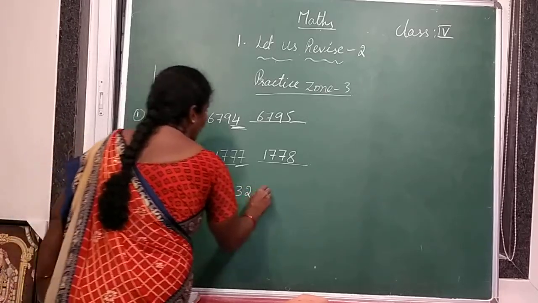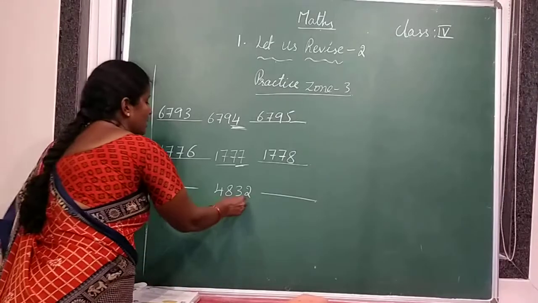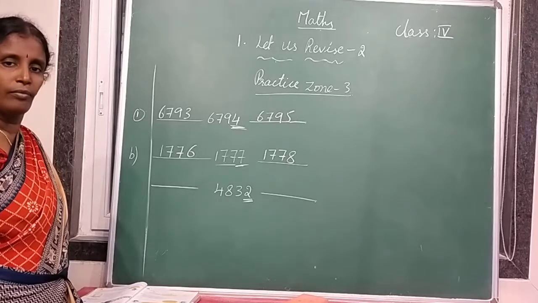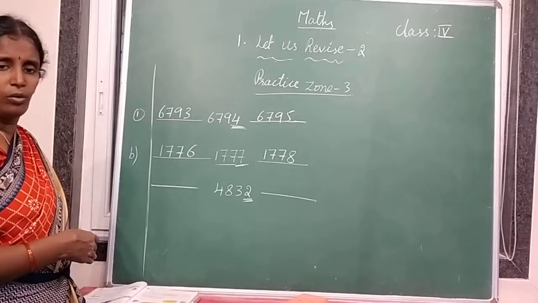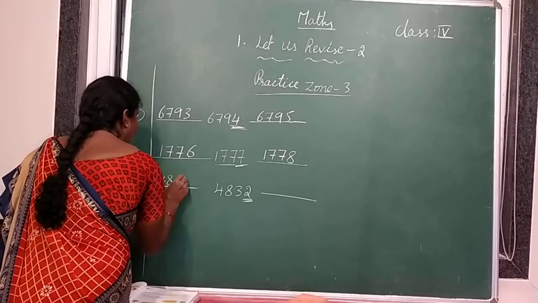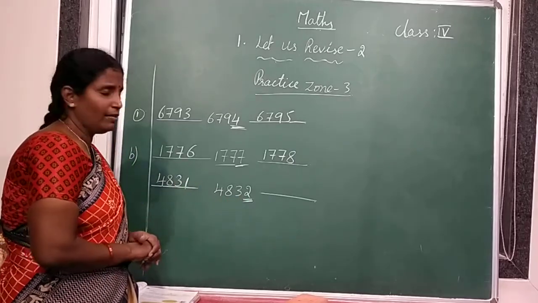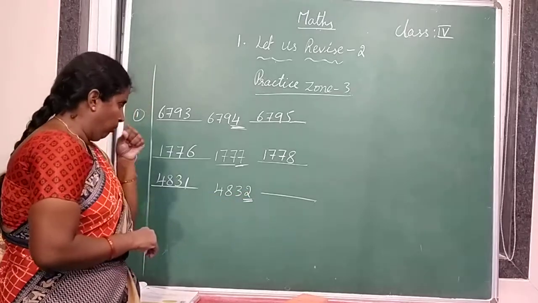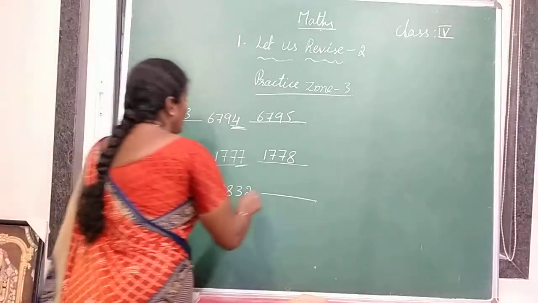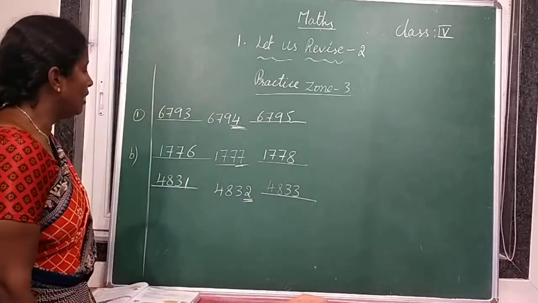4832. We have to find the predecessor and successor of 4832. So check the ones place digit, 2. What is the before number of 2? 1. So it is 4831. And next, after 2 is 3, so 4833. That is the successor.